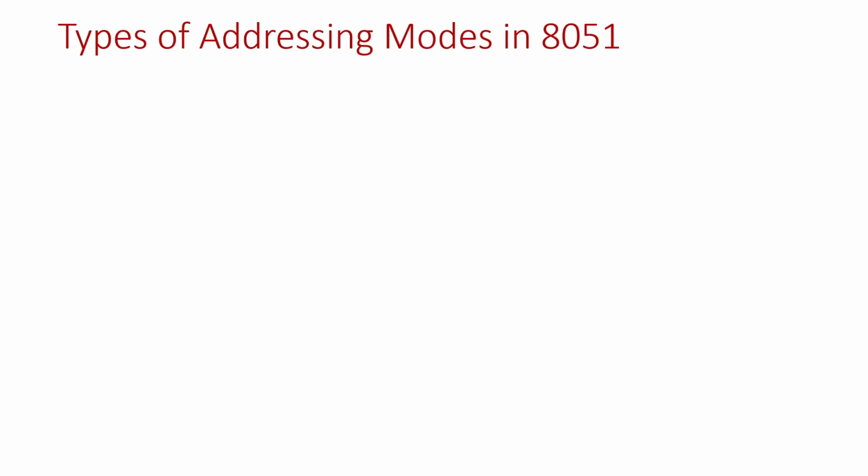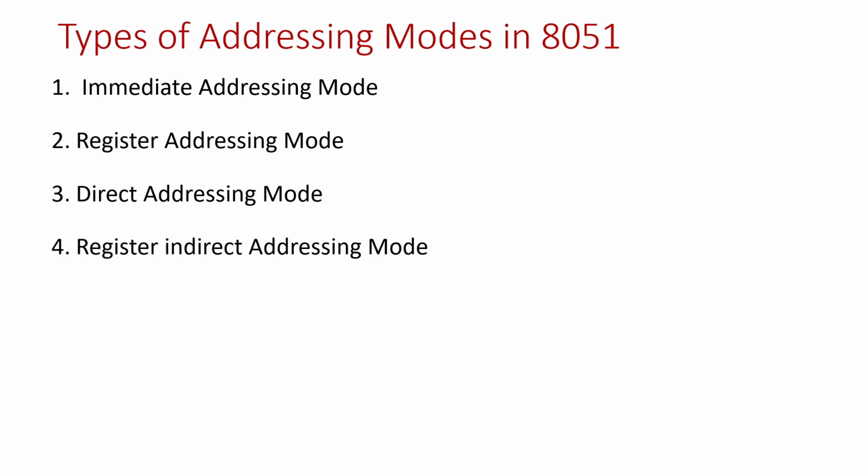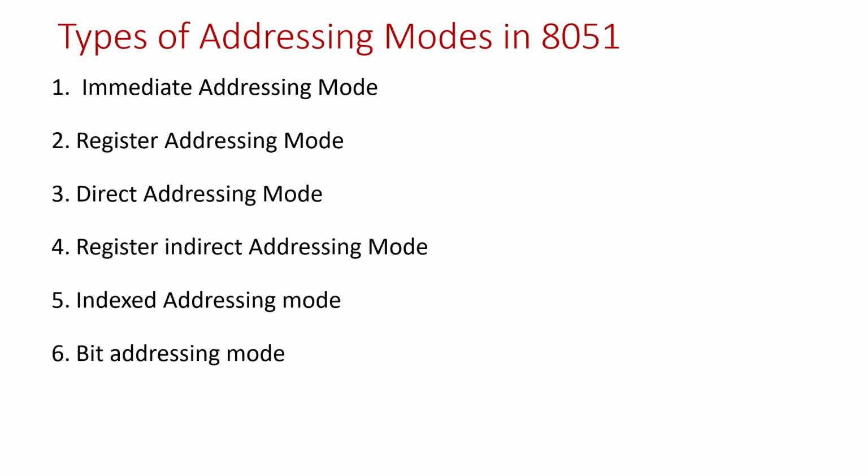Now the types of addressing modes in 8051. First is immediate addressing mode. Second is register addressing mode. Third is direct addressing mode. Fourth is register indirect addressing mode. Fifth is indexed addressing mode. Sixth is bit addressing mode. And last, absolute addressing mode. These are the 7 addressing modes in the 8051 microcontroller.